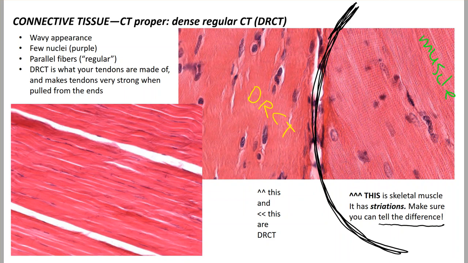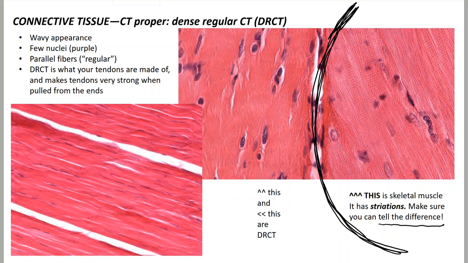But the thing that sets it apart is skeletal muscle has striations. And so that's all these tiny little hash marks that are going across the fibers. Do you see them? That kind of like texture? That's not visible on the other side. Dense regular connective tissue over here doesn't have any of those little slashes. So those striations are your tell for skeletal muscle and how you would tell these two tissues apart.